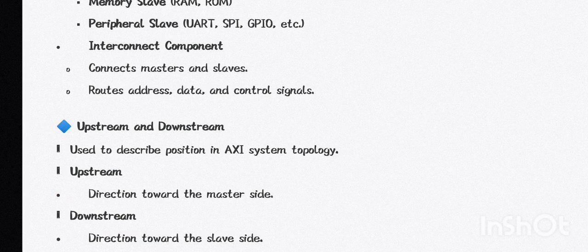Upstream and downstream are used to describe position in the AXI system topology. Upstream means direction towards the master side. Downstream means direction towards the slave.